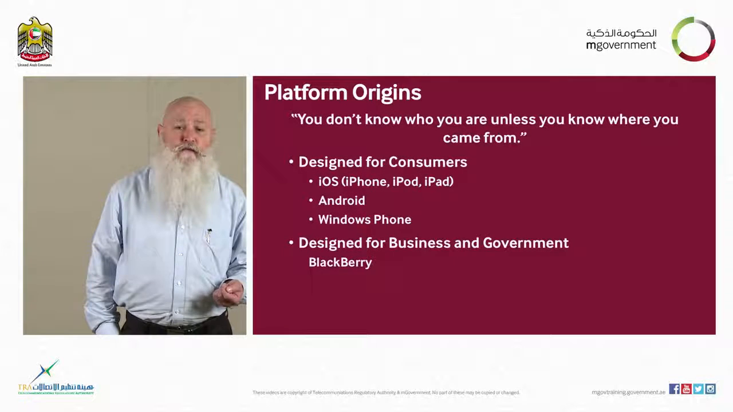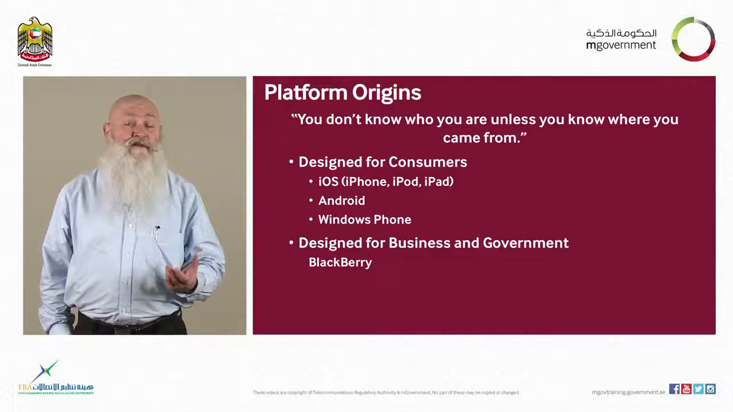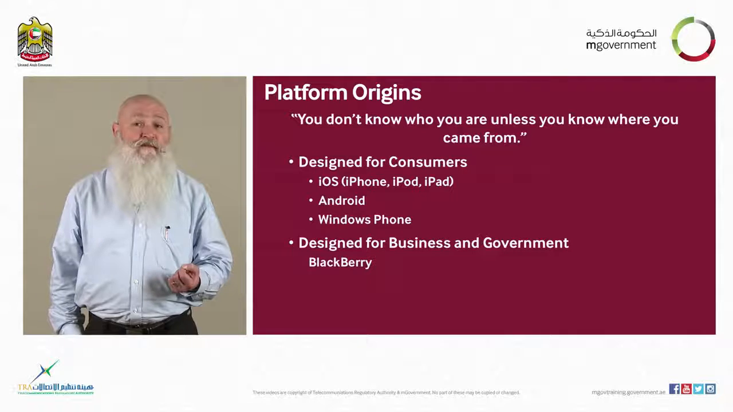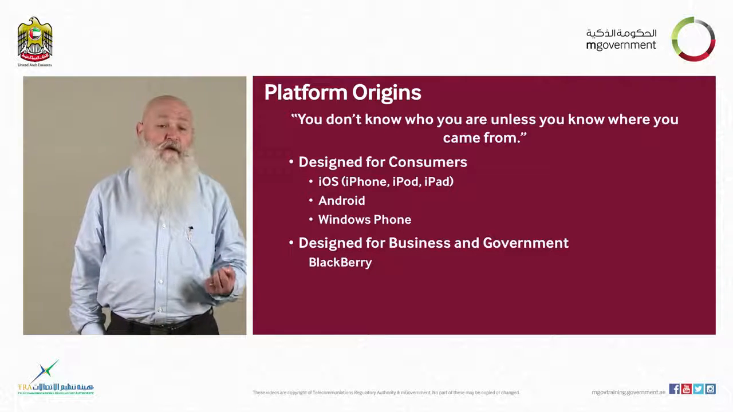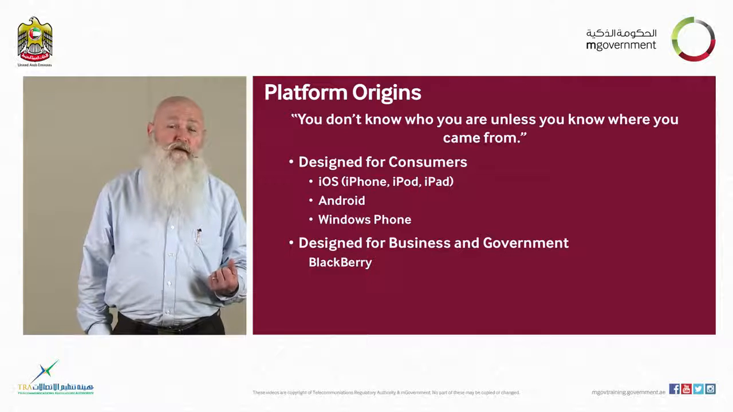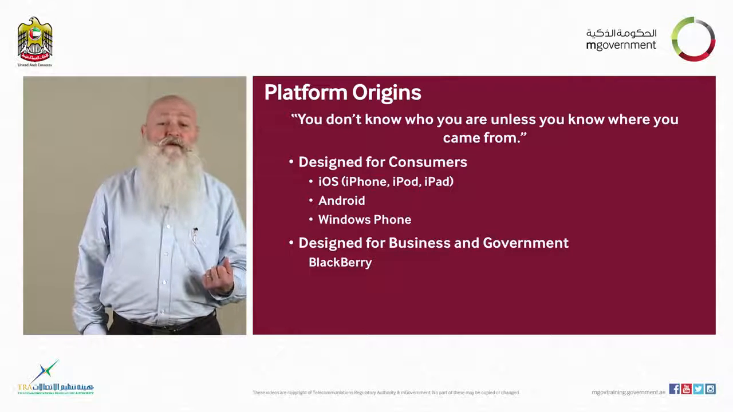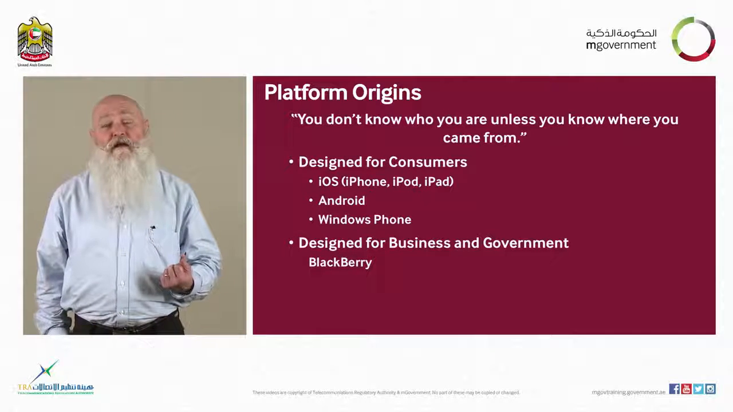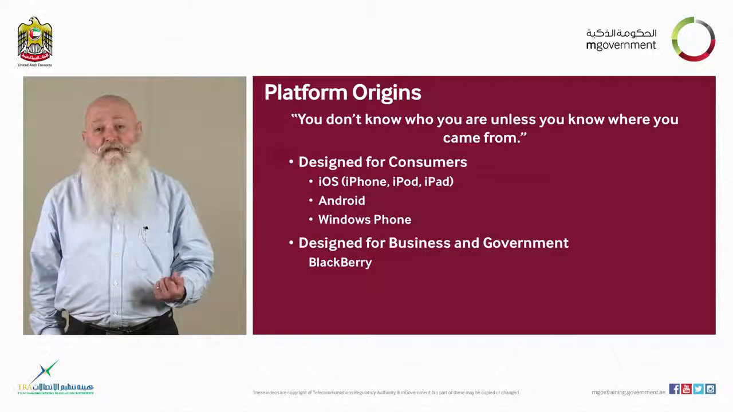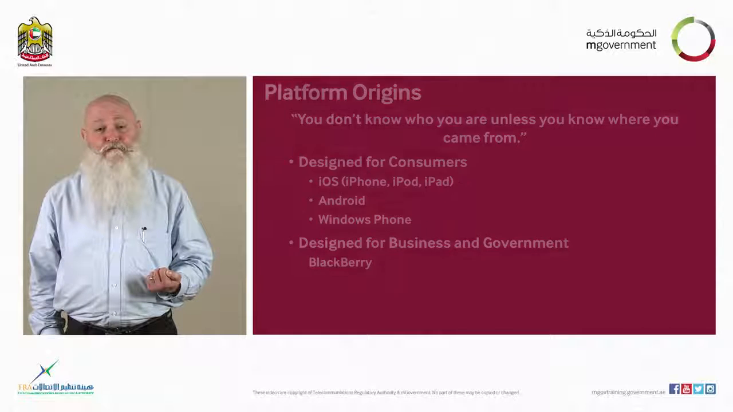So to recap, you don't know where you are unless you know where you came from, and it's important to consider the origins of these four platforms when we talk about the security. BlackBerry is the only one of the four that was designed with business and government use in mind, with security as a primary design consideration. Windows, Android, and the iPhone were originally designed as consumer devices with ease of use and user experience as their primary design considerations.